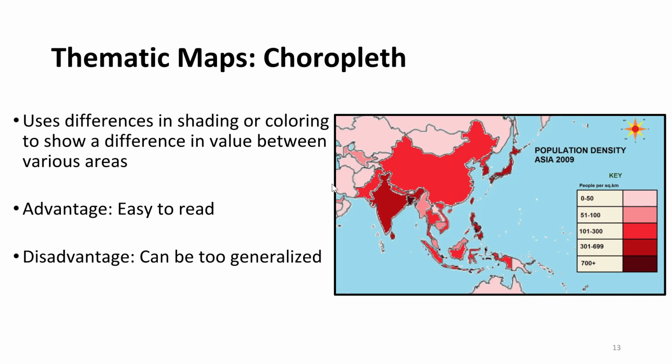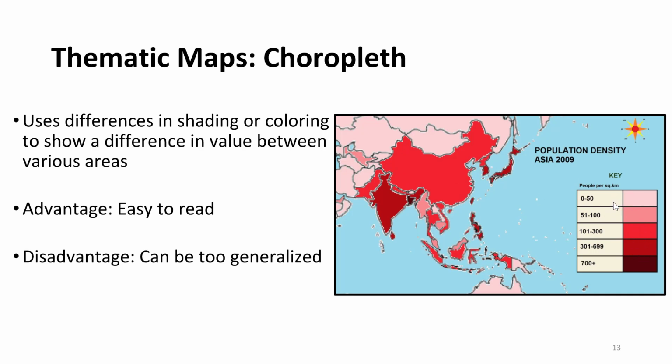So one type of thematic map is called a choropleth. And a choropleth, this uses differences in shading or coloring to show differences in values between areas. And one advantage to this map is that it's easy to read. One disadvantage to this map is that it can often be far too generalized. So for example, we have population density of Asia in 2009, and we have these different shadings because that's what a choropleth map does.